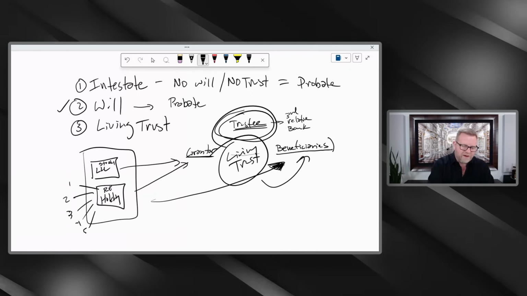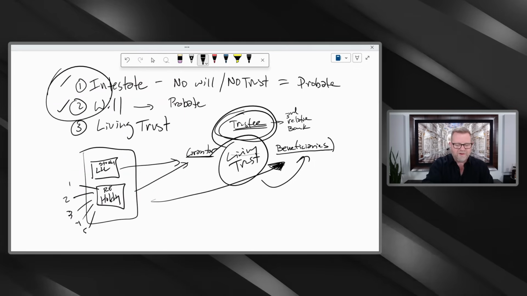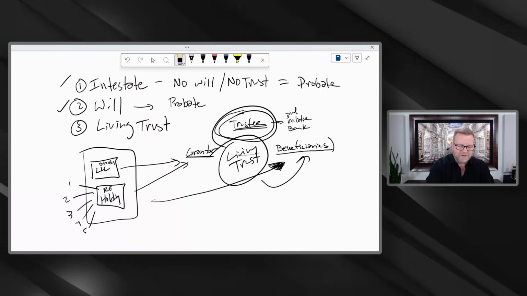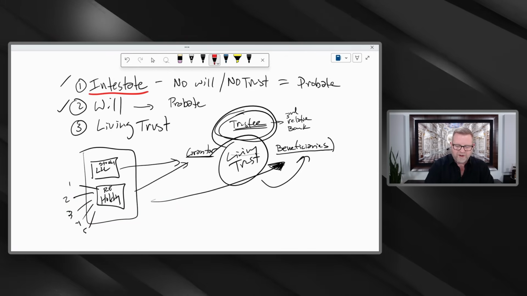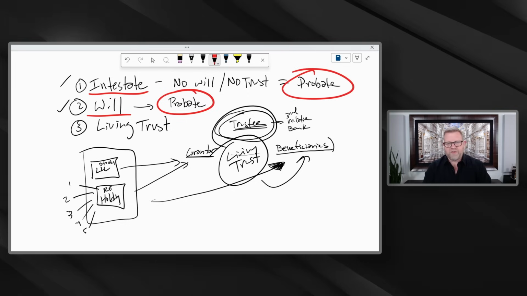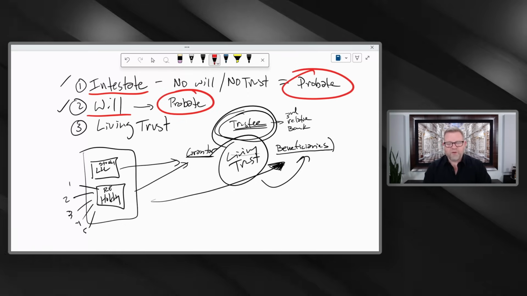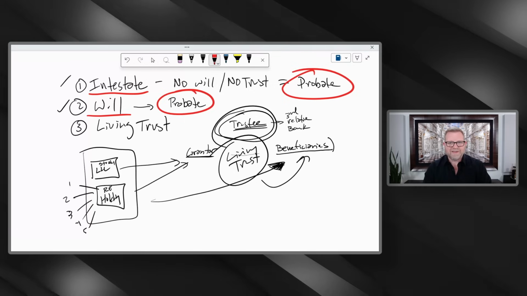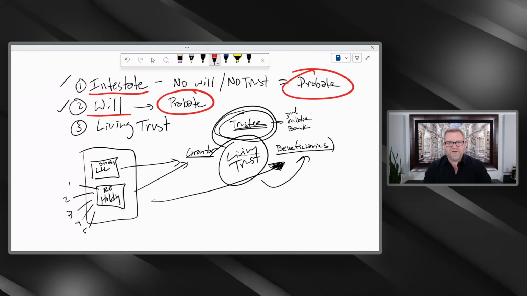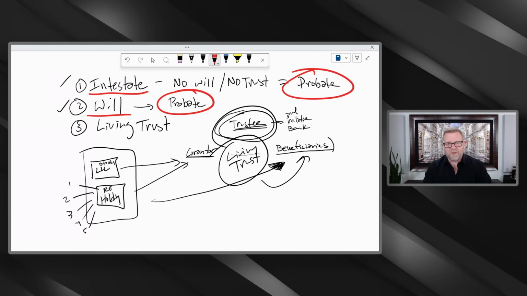We can't do that with either of these two. Intestate or a will, we have nothing, right? When we look at these, all we know is that we have probate that we have to deal with. Now, if you have a living trust, you may possibly still end up in a probate situation on some assets if you don't transfer them into the trust. We see this all the time. People set up a living trust and they don't fund it properly.